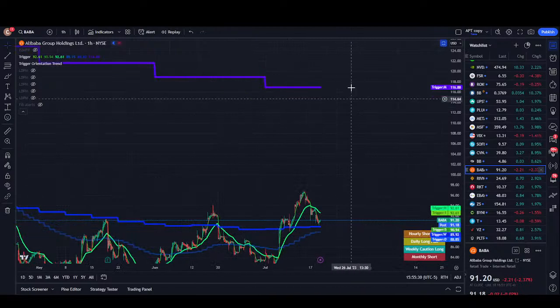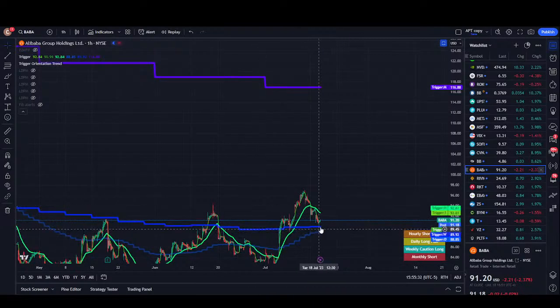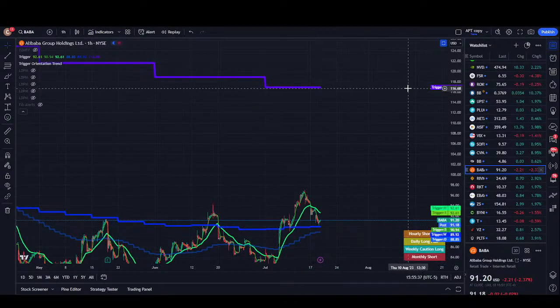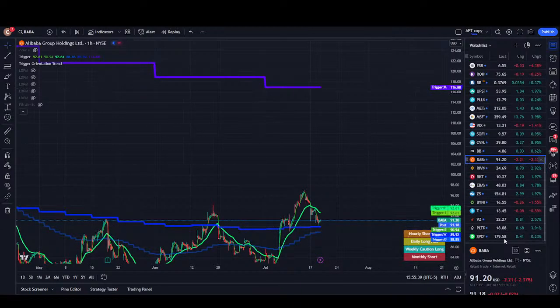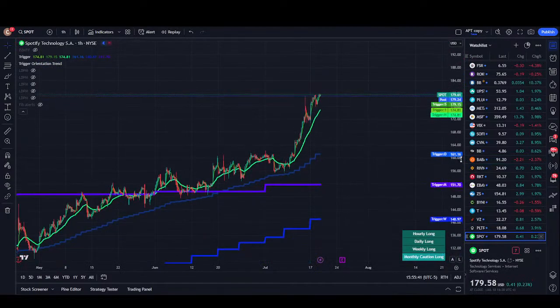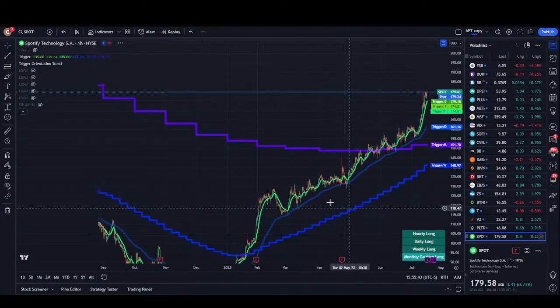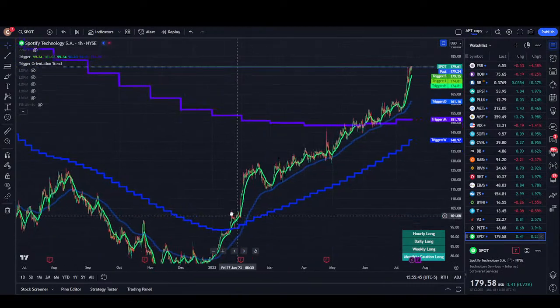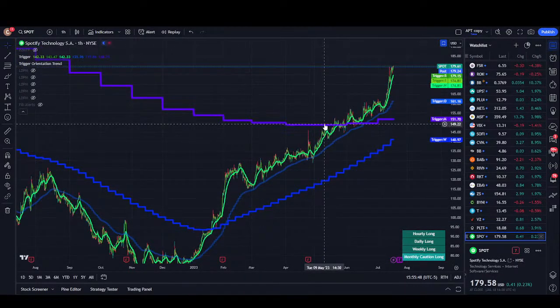I know this is a huge air pocket, and I know that once the daily trigger crosses above the weekly trigger, it's statistically probable that price can now make a move up to the monthly trigger, just like we saw in Spot, where the hourly trigger and the daily trigger crossed above the weekly trigger, which led to price attacking the monthly trigger.